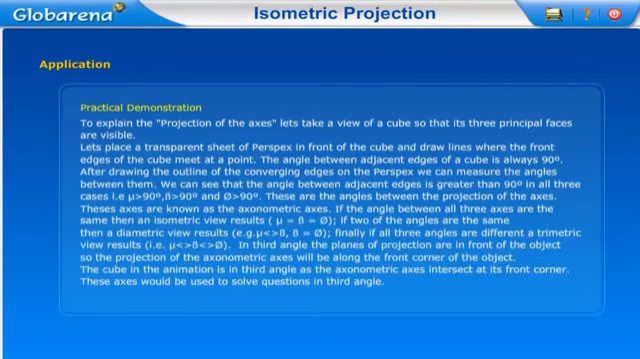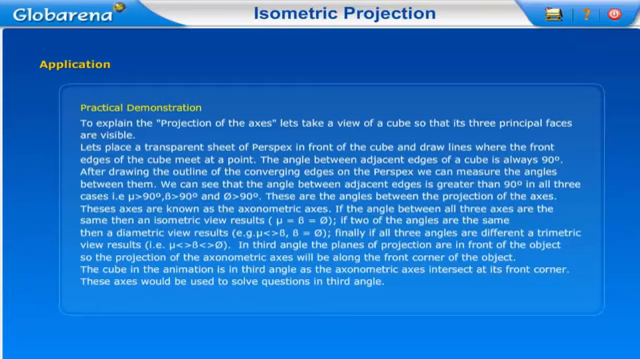We can see that the angle between adjacent edges is greater than 90 degrees in all three cases. That is, mu greater than 90 degrees, beta greater than 90 degrees, and phi greater than 90 degrees. These are the angles between the projection of the axis. These axes are known as the axonometric axis. If the angle between all three axes is the same, then an isometric view results: mu equals beta equals phi.